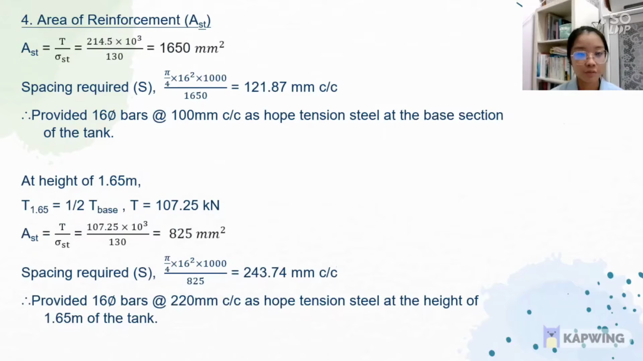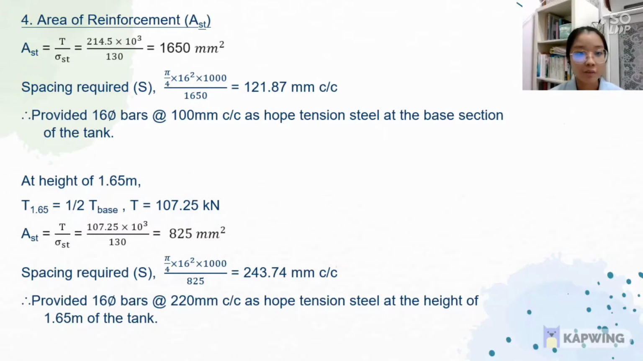Next, the area of reinforcement, Ast. Ast can be found by dividing the maximum tension hoop by the permissible stress of steel, and it gives us a result of 1650 mm². Next, we can find the spacing required for the reinforcement by inserting all the data into the formula. We found that the answer is 121.87 mm center to center.